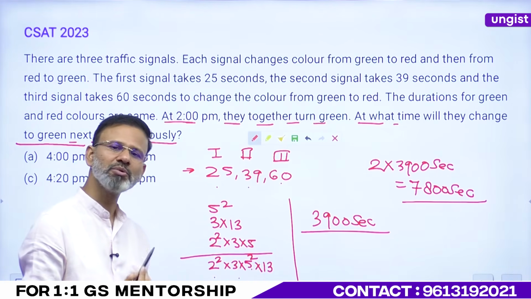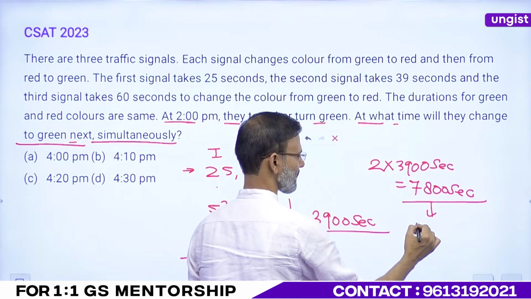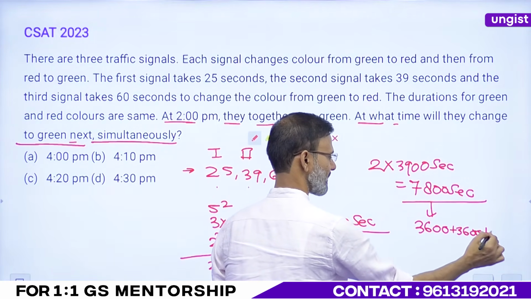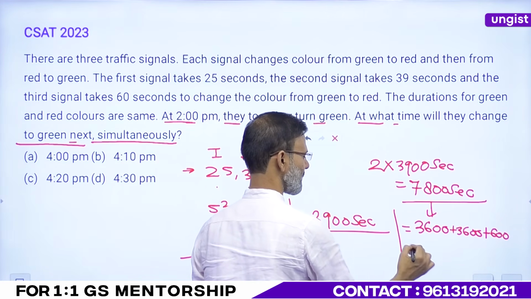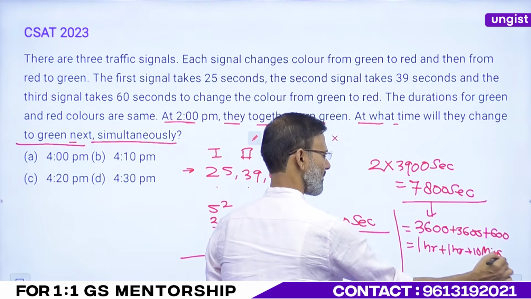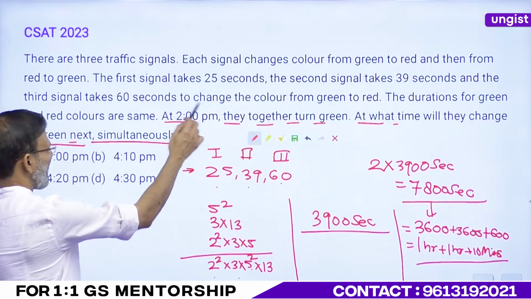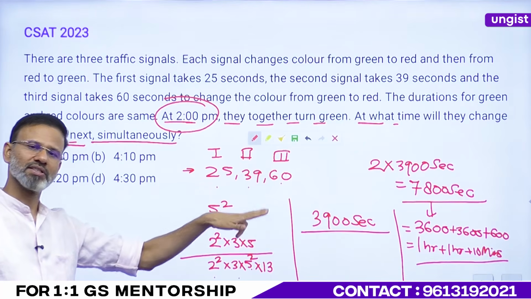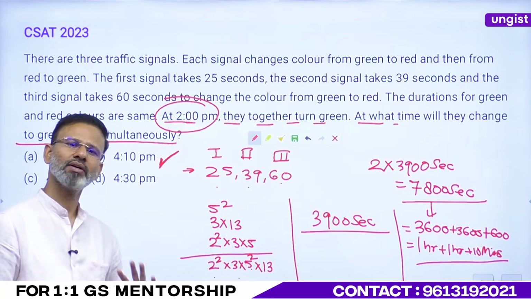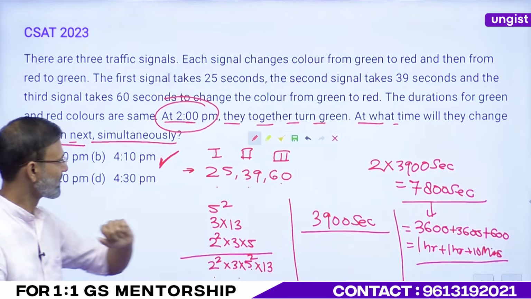Now 7800 seconds means what? This is 2 hours completely, which means 36 plus 36, 36 plus 36 plus 600. So which means 1 hour plus 1 hour plus 10 minutes. So this is 2 hours and 10 minutes. So after 2 hours and 10 minutes. So when they are at 2 p.m., then 2 hours and 10 minutes after this. What is the correct answer? The correct answer is 4:10. Okay, everyone? Fine. So this was a good example of LCM and HCF. All right. Let's move to the next question.